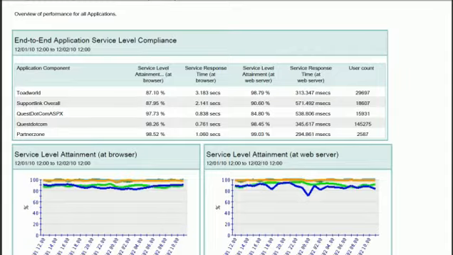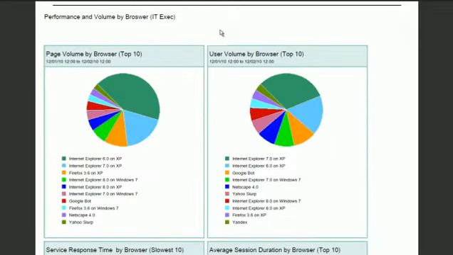Okay, so let's go to our second report, and our second report is going to be performance and volume by browser. A lot of IT executives are interested in these browser type reports because browsers can mean different things or can do different things.